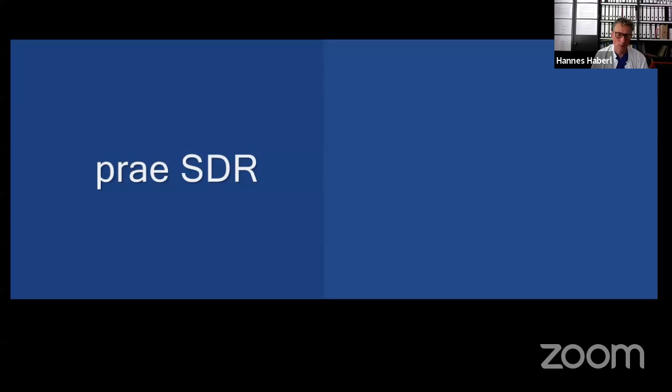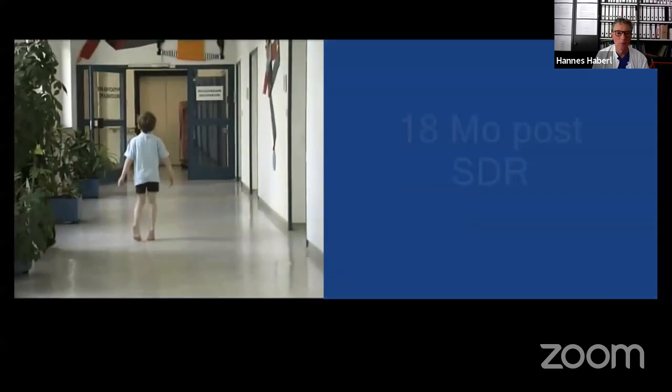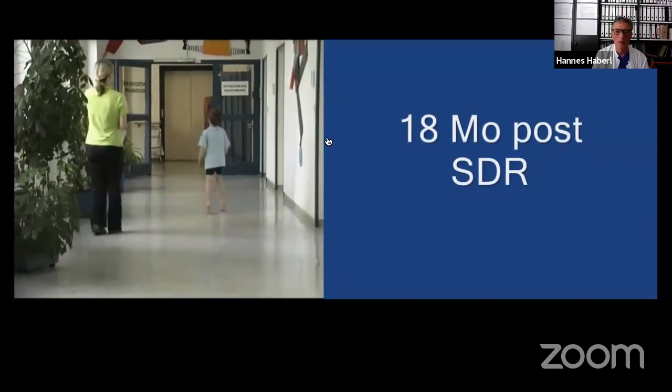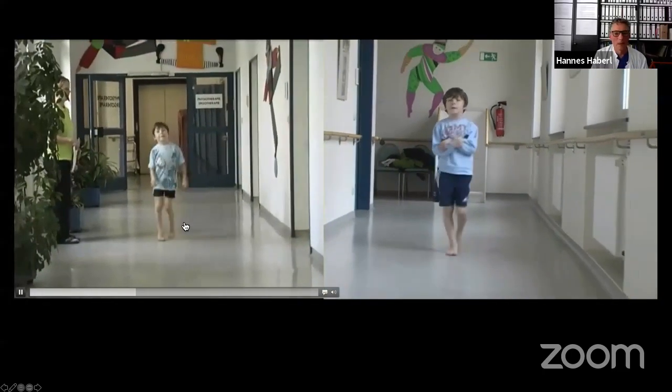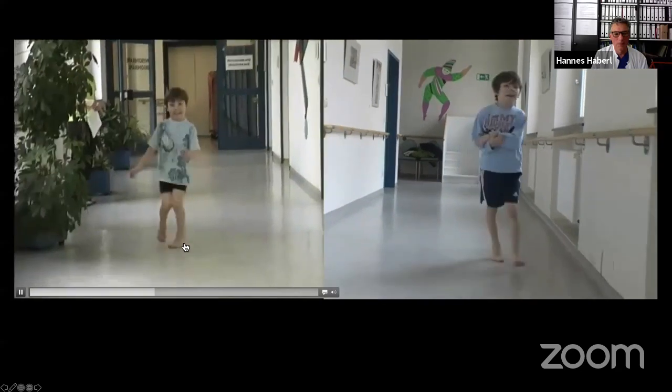I show you just some representative results before and after SDR. This is gross motor function 1 with this tiptoe.